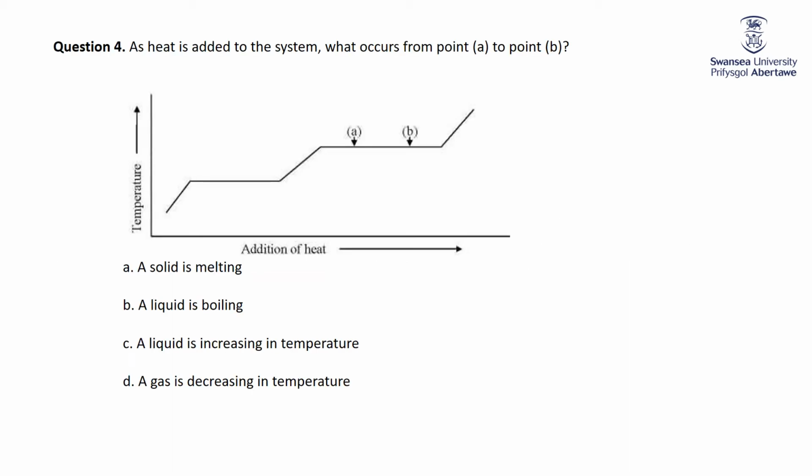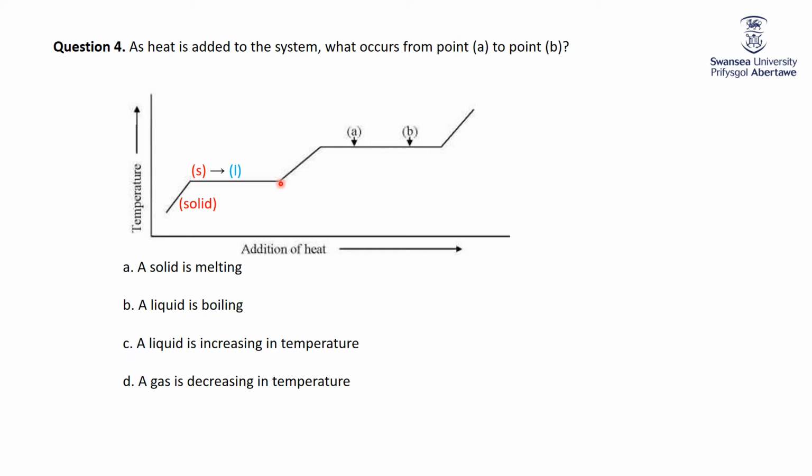As heat is added to the system, what occurs from point A to point B? Well, we're starting off at low temperature, so presumably we're starting off with a solid. And as you heat up a solid, it gets hotter, so the temperature rises until you get here to the melting point. At this point, all of that solid has to be turned into a liquid, so that requires the heat going in to modify the intermolecular forces. So this plateau here is as we go from solid to liquid. And by this stage, all the solid has turned into liquid.